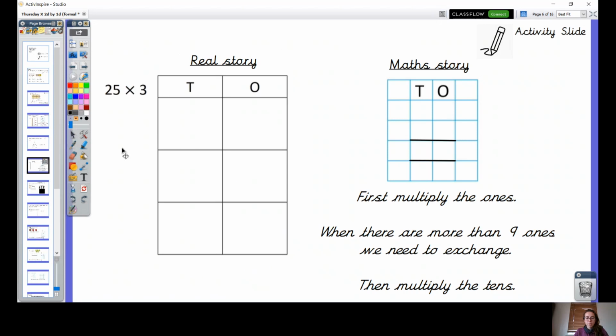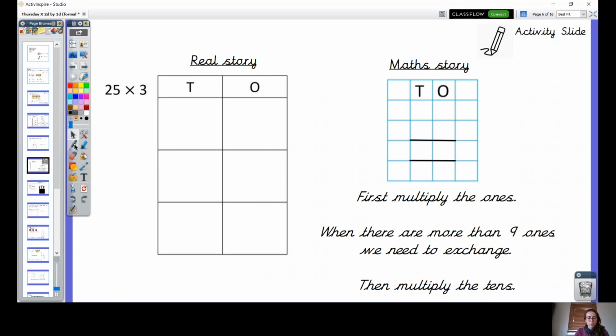Here we go. We're going to have then that same calculation, 25 times 3. This time, I'd like to see you having a go at drawing out the tens and the ones as your real story. That's where we draw pictures. And then having a go at a math story in the formal written method. Use these stem sentences to help you if they are needed. Okay, so pause the video now. Have a go at this, please. Use your ruler where you need to draw the lines. Do that now.